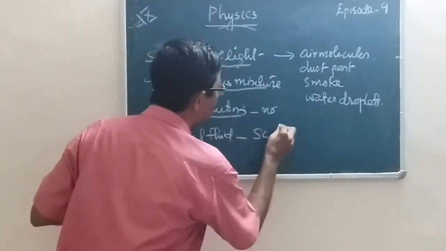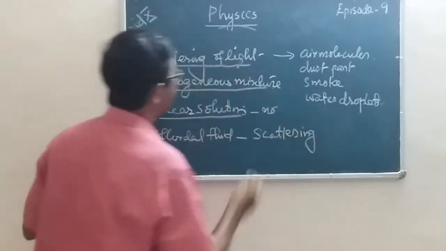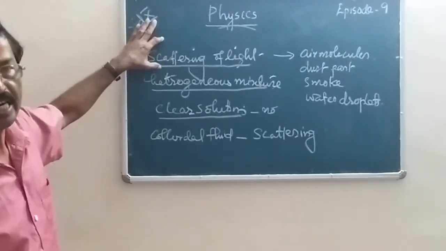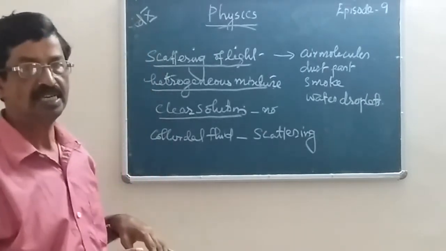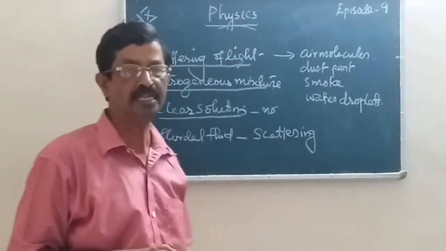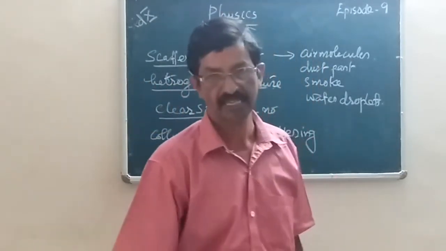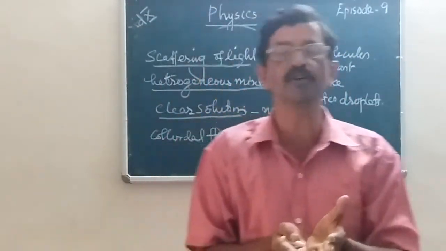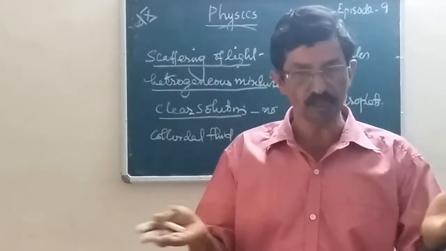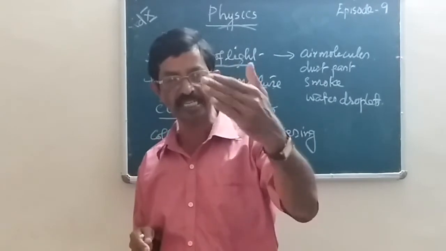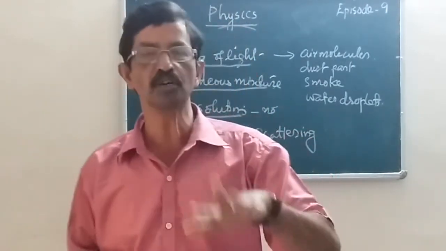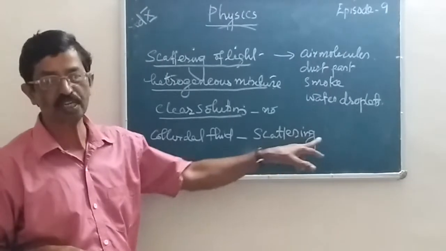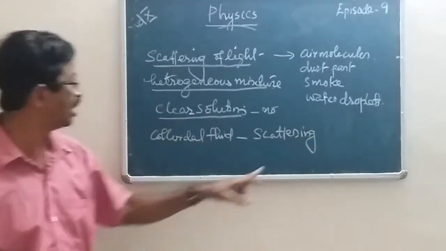And it is due to scattering. Actually, we know what scattering is. Scattering is the irregular and partial reflection of light. Because of that, even though there is no direct sunlight entering our room, light enters the room due to scattering. When you are sitting under a tree, there also you get light due to scattering. Scattering is the irregular reflection of light.